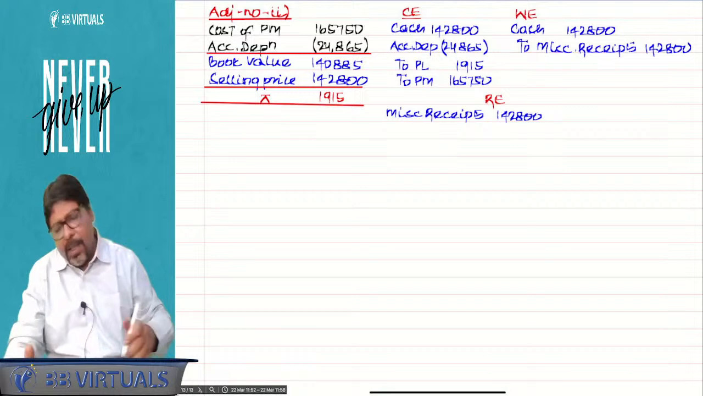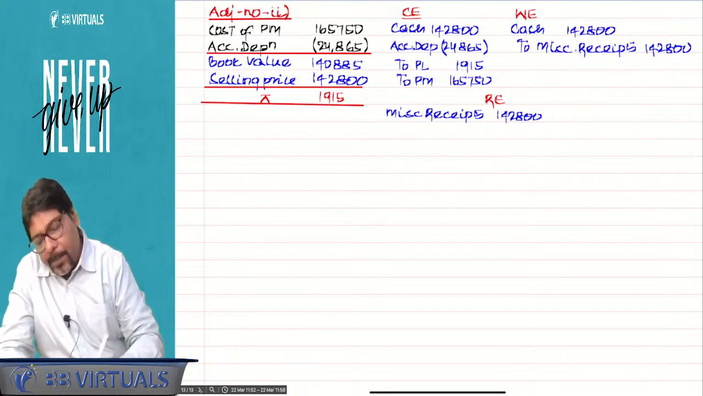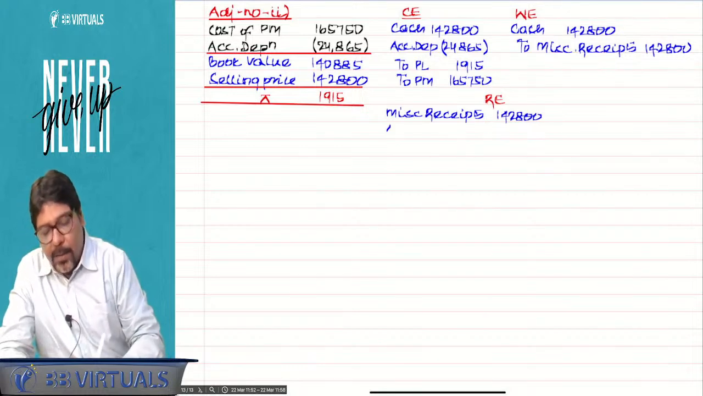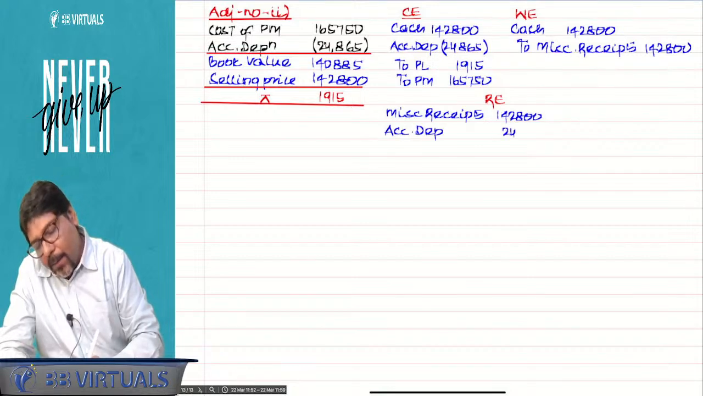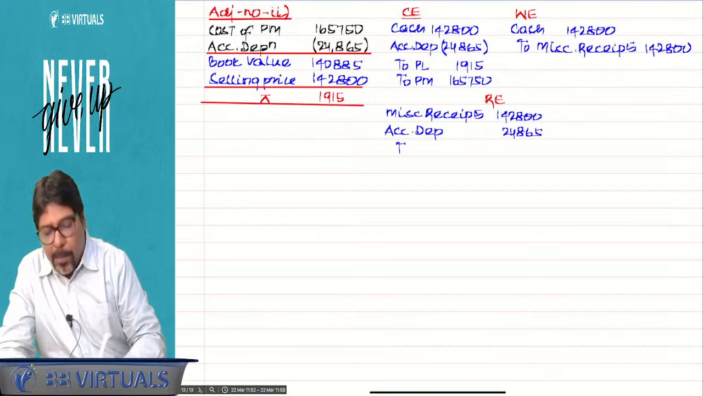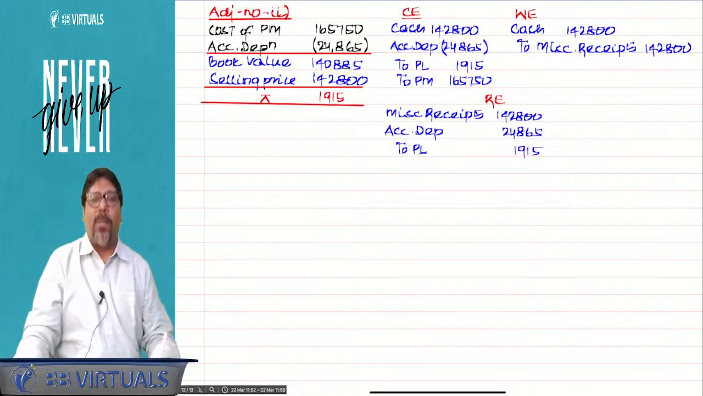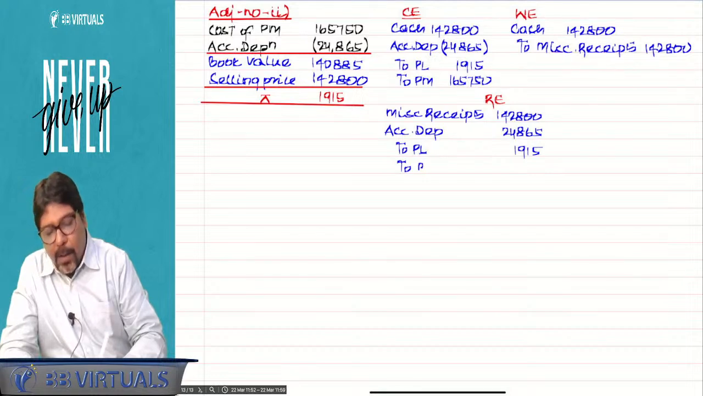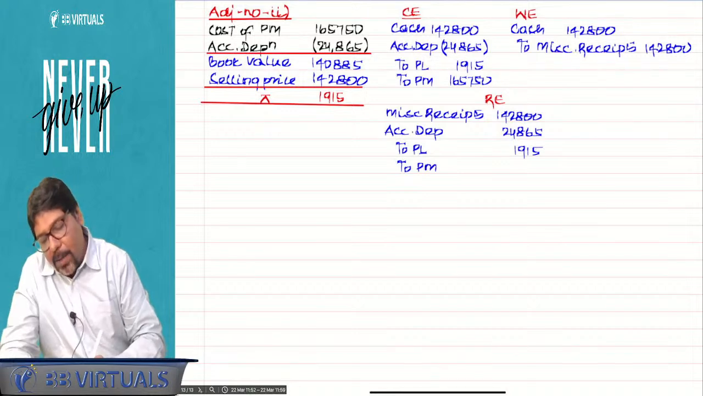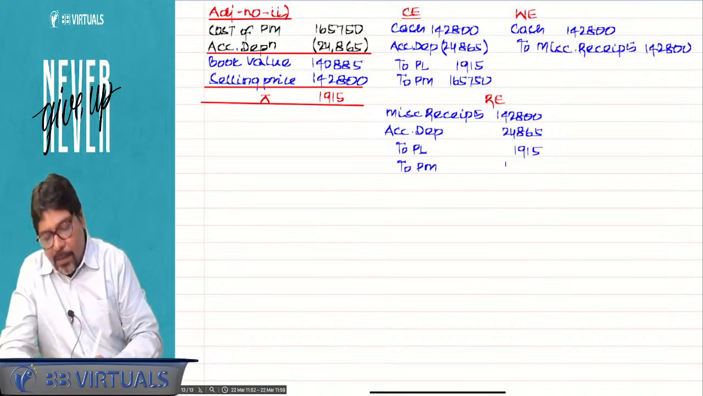Now, chartered, let's post it. Sir, let's post it. How will you post? Miscellaneous receipts, accumulated depreciation. Accumulated depreciation is how much? 24,865, to P&L account. Tell me quickly, P&L is how much? 1915. Correct? To plant and machinery, how much? 165,750. Correct, incorrect? 165,750. Are you understanding? Yes, sir. All this is simple.